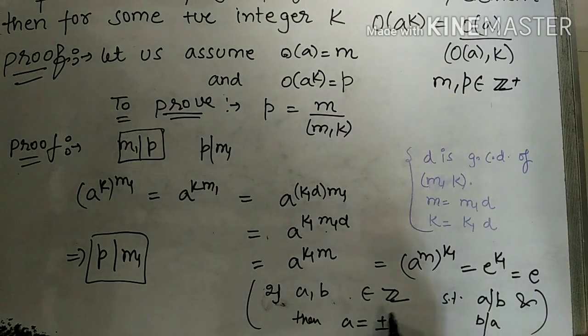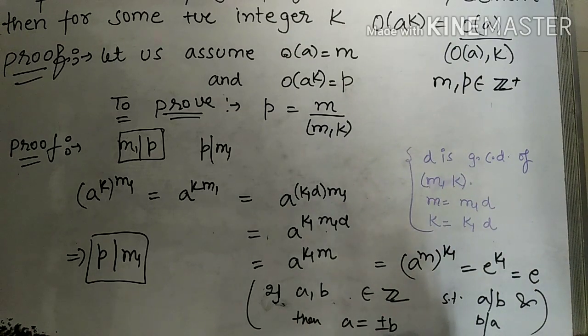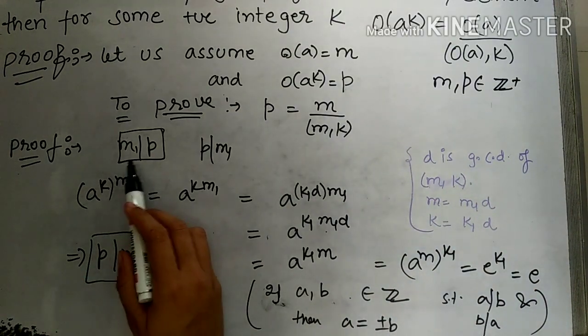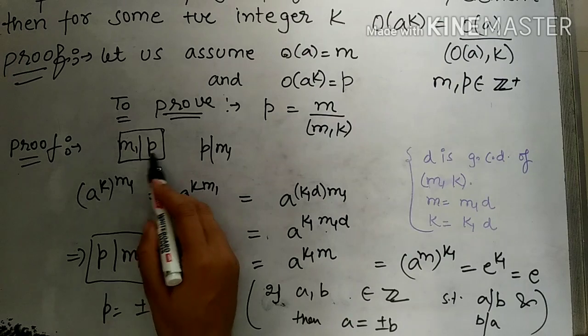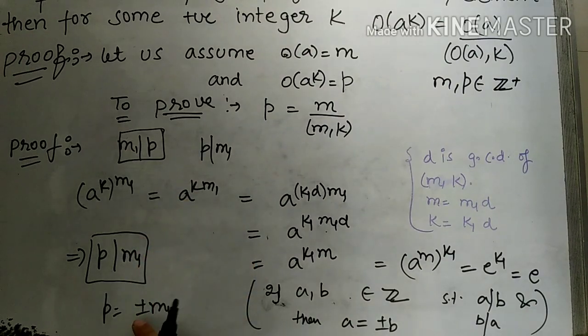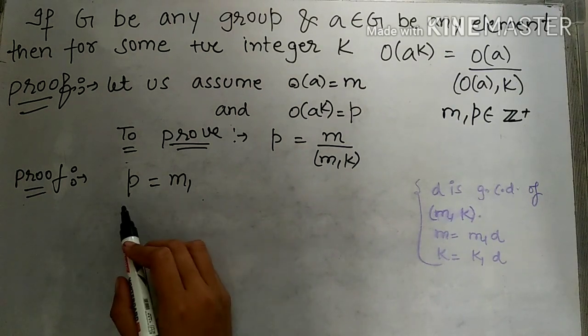We know by a result of divisibility that if we are given any integers a and b such that a divides b and b divides a, then it implies that a is equal to plus or minus b. So here we have m1 divides p and p divides m1. So p should be equal to plus or minus m1. But we know p and m1 are both positive integers. So p will be equal to m1. So friends, we have proved that p is equal to m1.